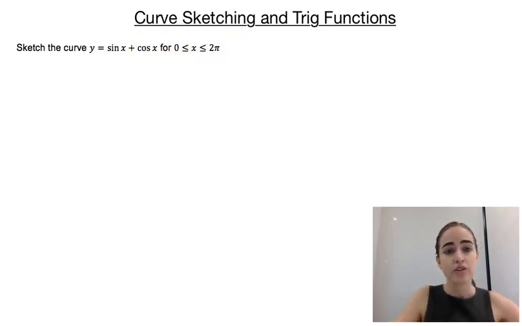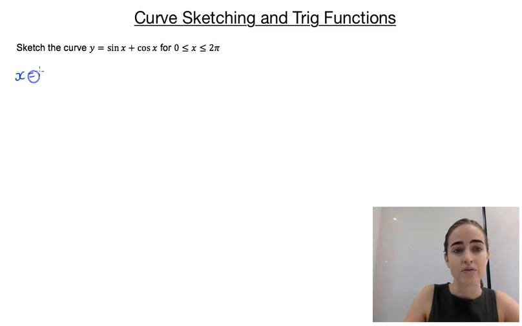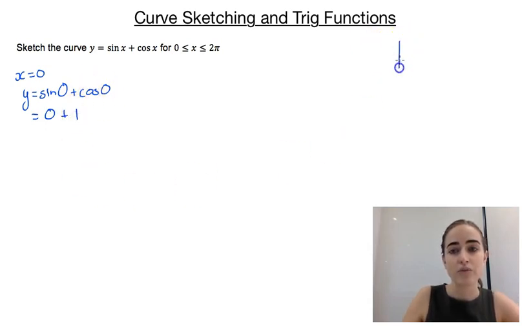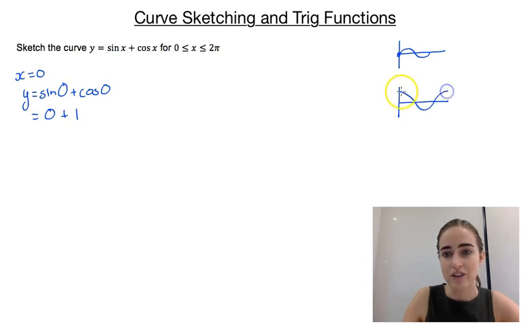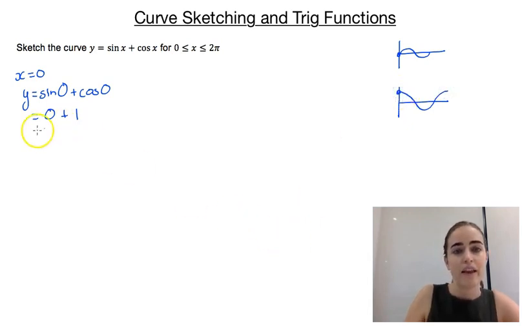So to do that, we're going to say at x equals 0, then y is going to equal sine of 0 plus cos of 0. Now we know that sine of 0 is 0 and that cos of 0 is 1. So that's from looking at your basic graphs. So sine looks like this, so sine of 0 is 0, and cos looks like this instead, so cos of 0 is 1. So that's just going to give us 1.